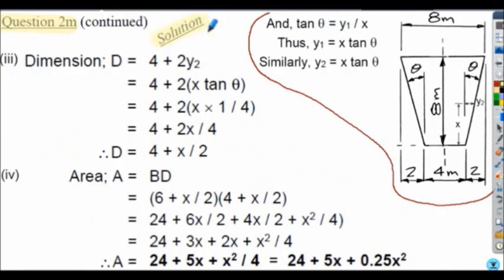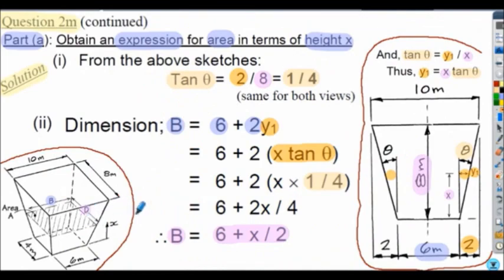Question 2, solution continued. So by a similar process, dimension D is 4 shown here, but in this case plus y2, and y2 shown here will be the same on the left hand side. As on the previous slide for y1, we can show y2 is equal to x multiplied by tan theta, so replace y2 with x tan theta, and again we know tan theta is 1 upon 4, a quarter, so we can evaluate an expression for dimension D, again as a function of x. Back to our sketch here, this is dimension D at location x above the base of the hopper.